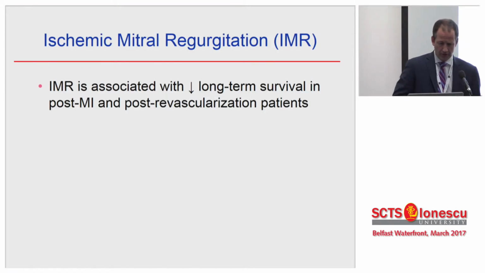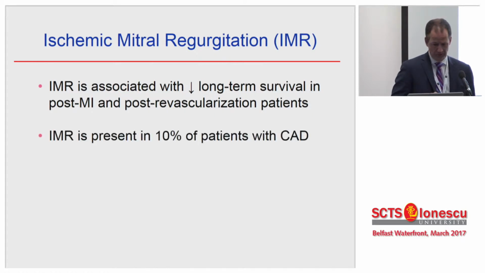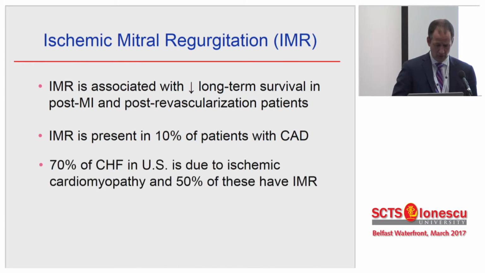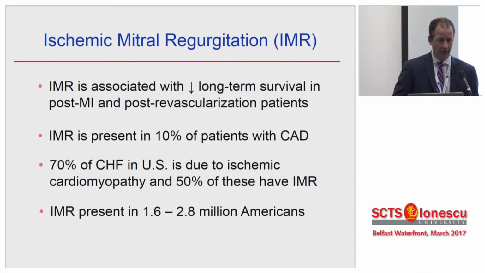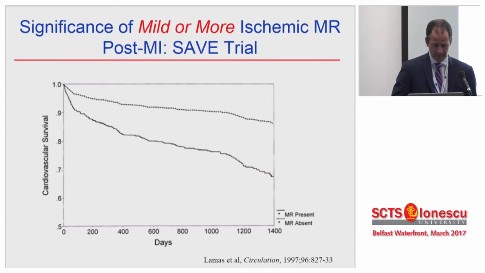So ischemic mitral regurgitation, as we all know, is associated with decreased long-term survival from studies of myocardial infarction and revascularization trials. It is present in approximately 10% of patients with coronary artery disease. 70% of congestive heart failure is due to ischemic cardiomyopathy, and half of these patients have ischemic mitral regurgitation. It has therefore been estimated that the incidence, at least in America, is 1.6 to 2.8 million.